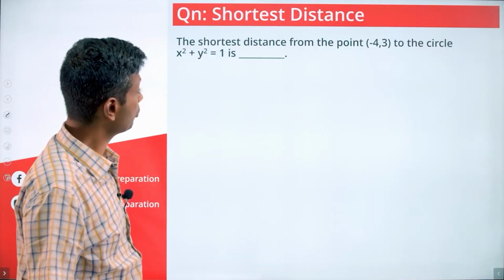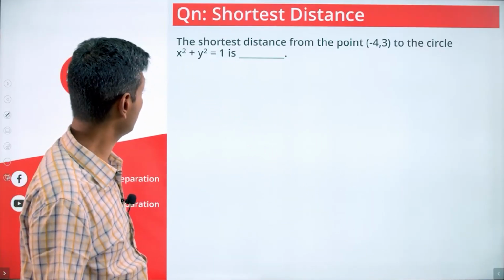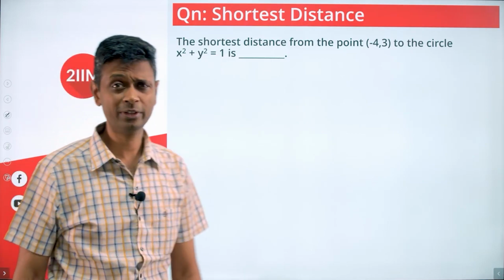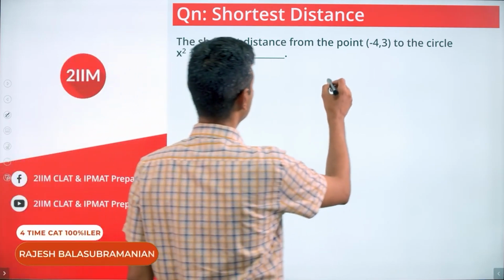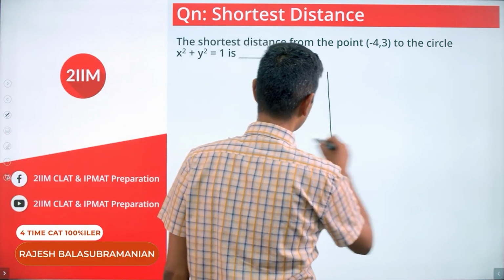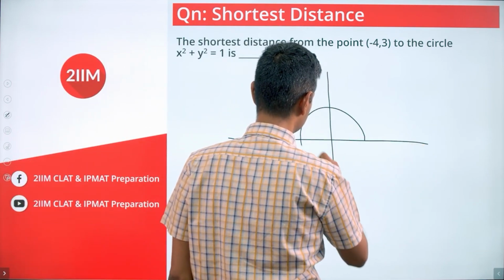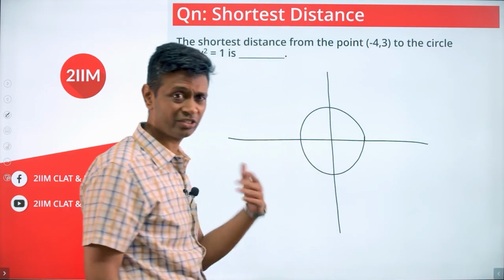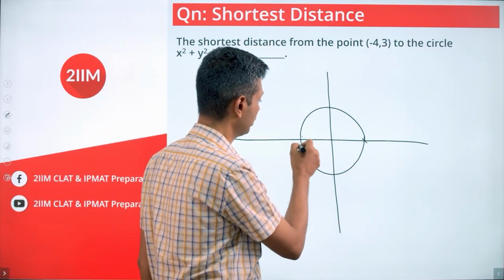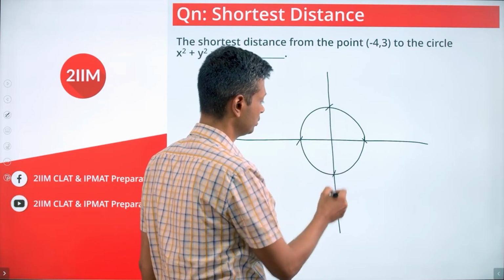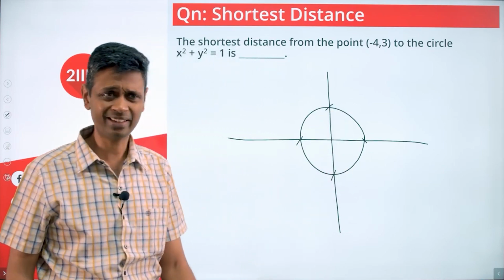The shortest distance from the point (-4, 3) to the circle x squared plus y squared equals 1. That seems like a seemingly tough question, but it's not that difficult. And so let's draw this circle. x squared plus y squared equals 1. It's a nice circle with the origin as center, radius is 1. The points here will be (1, 0), (-1, 0), (0, 1), (0, -1), etc.